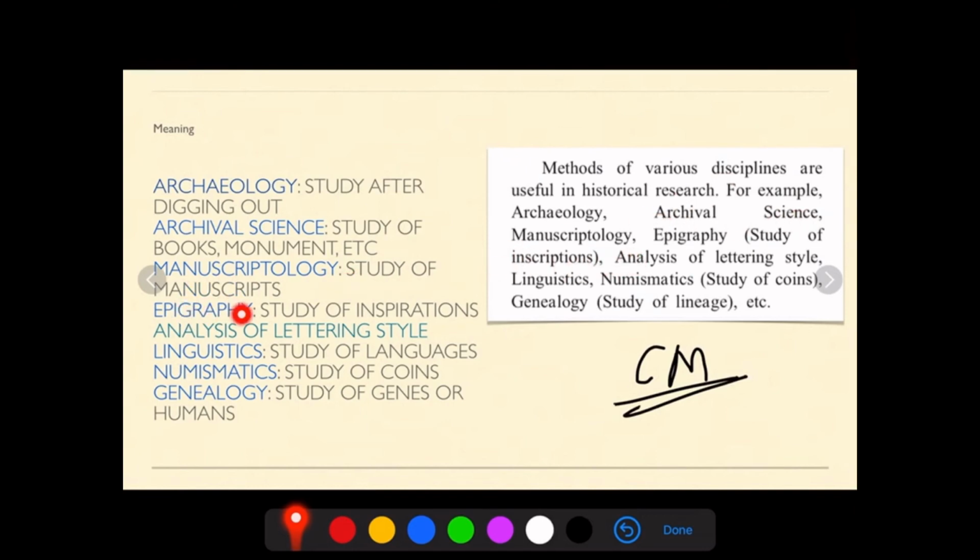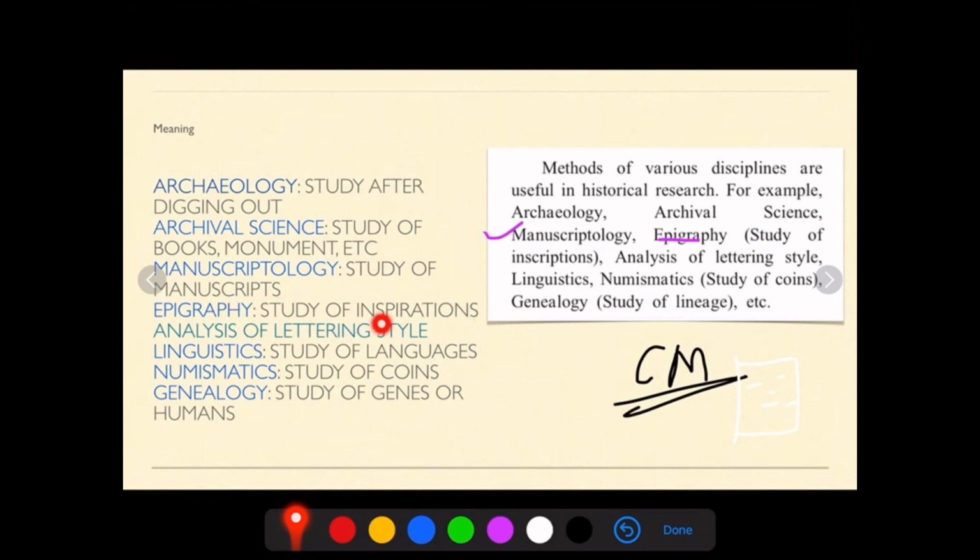Manuscriptology, study of manuscripts. We know manuscripts. What are manuscripts? They are handwritten books, anything written by hand in that ancient period. So the study of manuscripts is manuscriptology. Epigraphy, study of inscriptions. What are inscriptions? Before writing by hand, they used to carve on stones, on walls or in caves. So the stone carvings are called inscriptions.